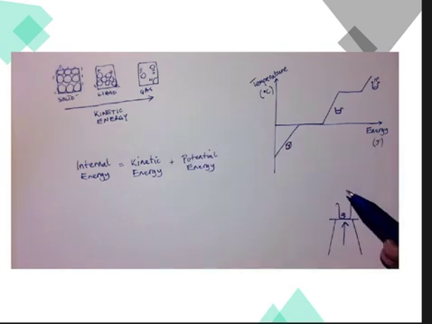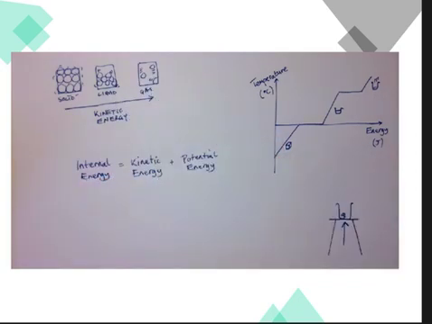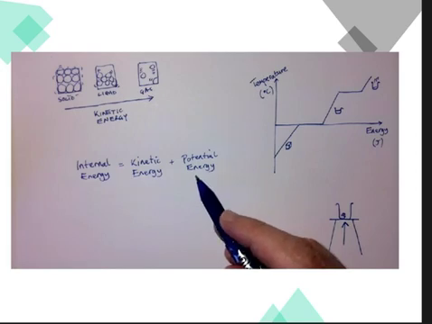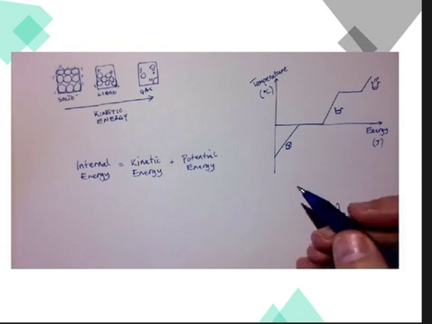So we've described what the kinetic energy is. The kinetic energy is the amount of energy the particles have because of how fast they're vibrating or moving around in the different state that they've got. The potential energy is to do with the particles and where they are, really.